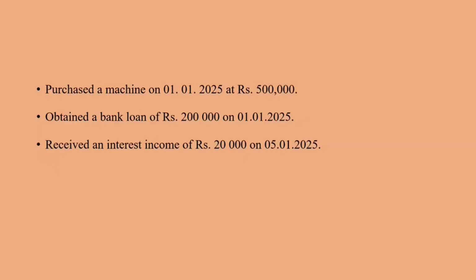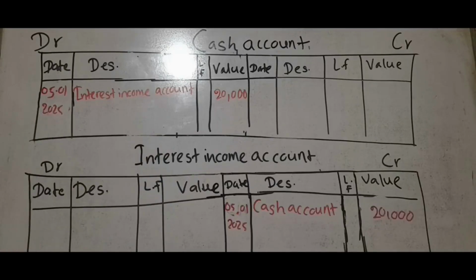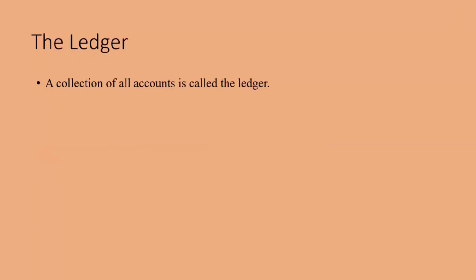Receive an interest income of 20,000 on 5th of January 2025. When we receive cash, cash increases. It means asset increases. So cash debit. Interest income also increases. When income increases, it should be credited. Always remember this, then double entry is very easy. The ledger. The ledger means a collection of all accounts is called the ledger.